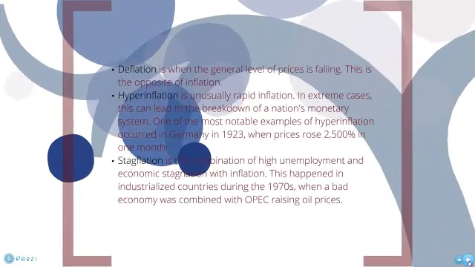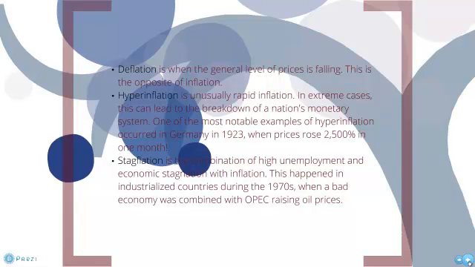Deflation is when the general level of prices is falling. This is the opposite of inflation. Hyperinflation is unusually rapid inflation. In extreme cases, this can lead to the breakdown of a nation's monetary system. One of the most notable examples of hyperinflation occurred in Germany in 1923, when prices rose 2,500% in 1 month.